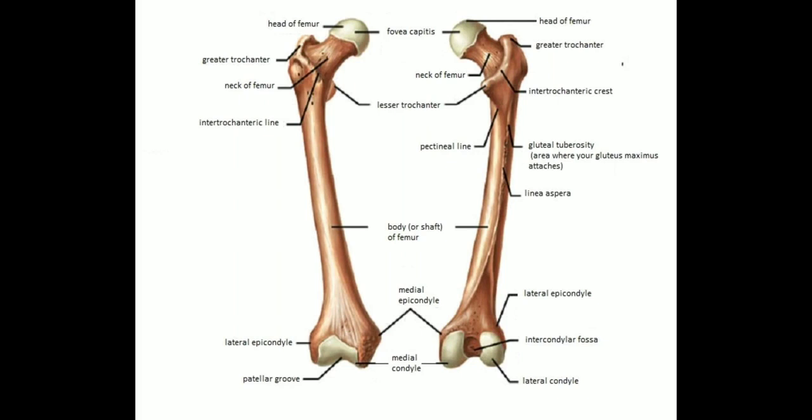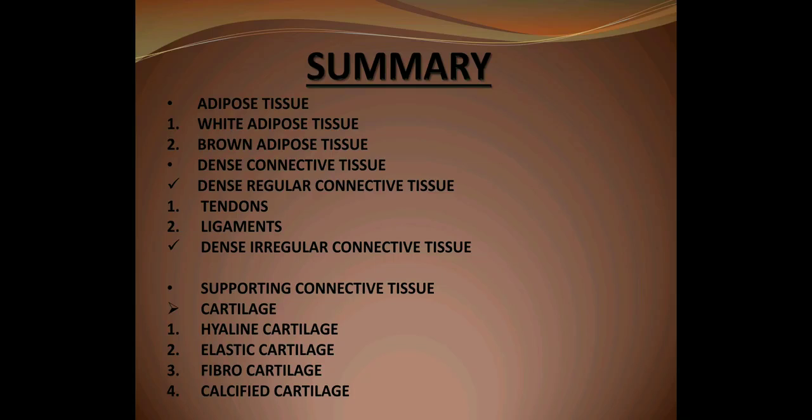We'll continue again in the next lecture. Let's see the quick summary of what we studied today. We studied the details of adipose tissue. In that, we know there are two types of adipose tissue. One is white, other one is brown.